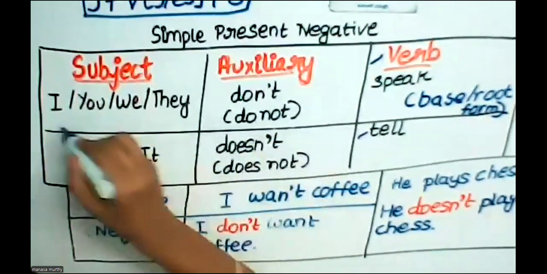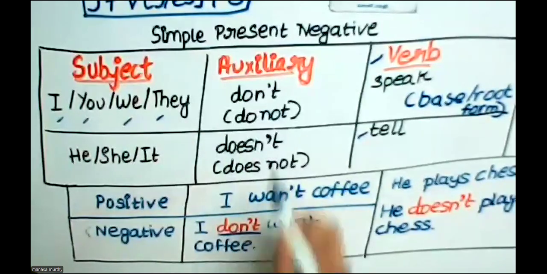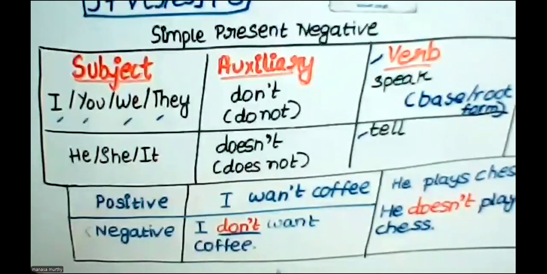Here, if you notice, for subjects such as I, you, we, they, we use this auxiliary verb don't, then comes the main verb, after that the object. Okay, this is the pattern of the sentence in simple present negative.